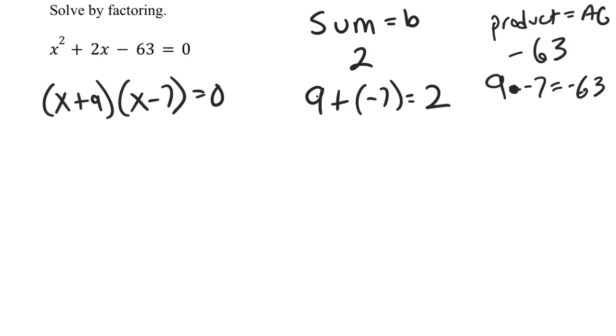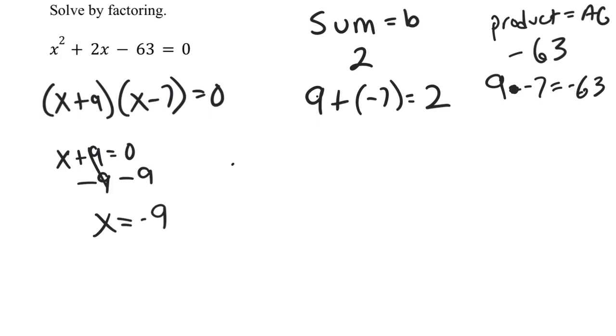At this point, I can set either binomial to 0 and get an answer. So I do both of them, so I get both answers. So x plus 9 equals 0. I'm going to subtract 9 on each side. X will equal negative 9.